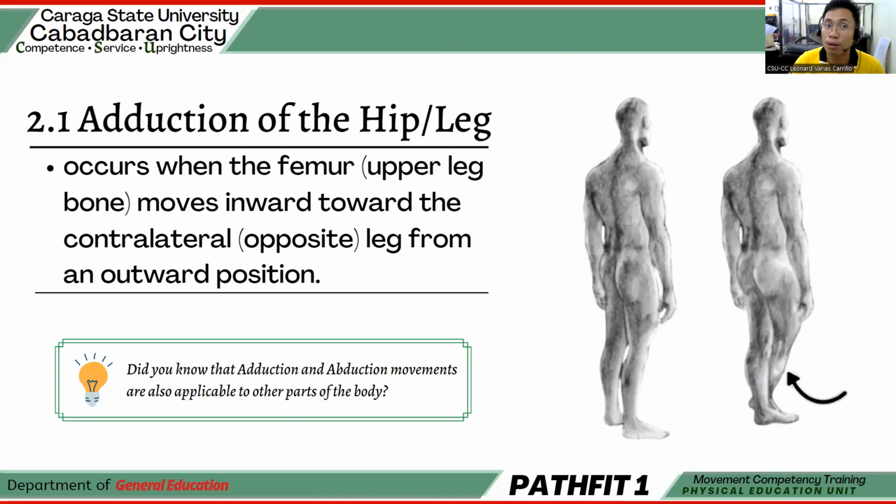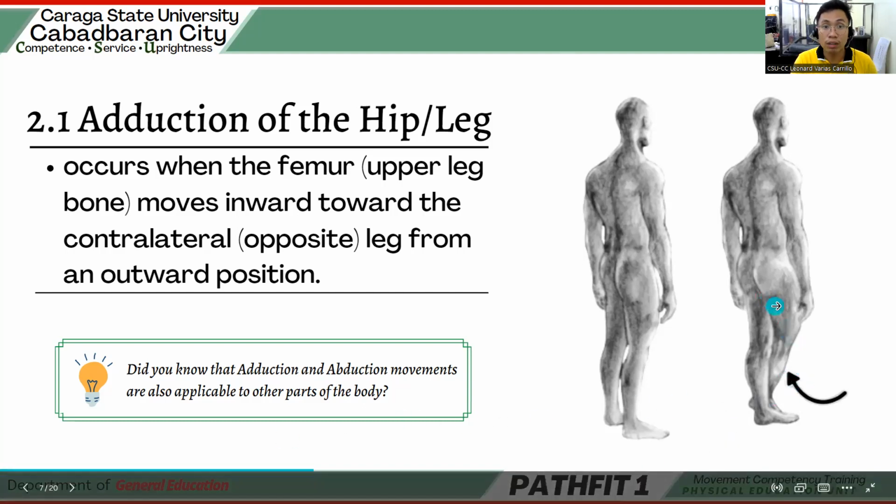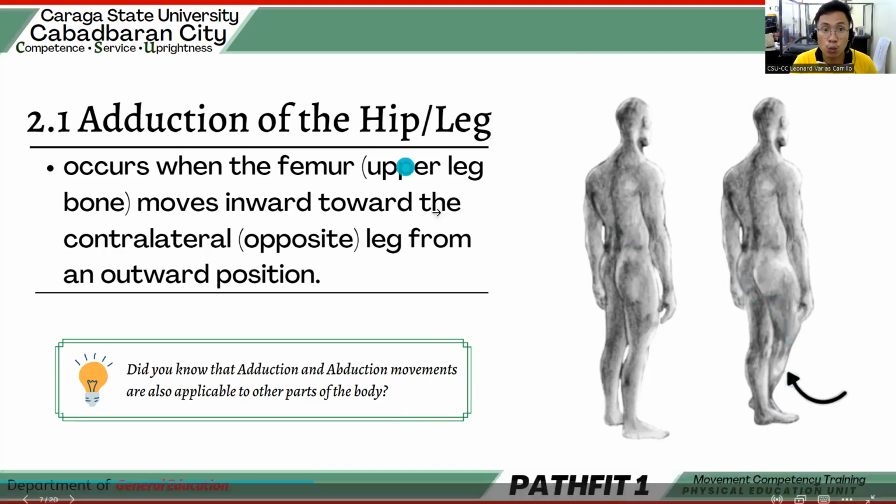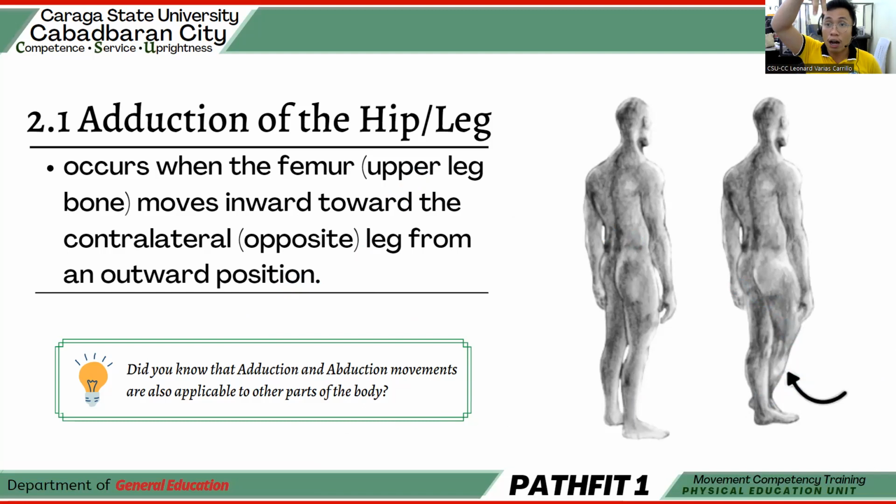So that is also one example of adduction of the hip or leg. It occurs when the femur, or the upper leg bone, moves inward toward the contralateral, opposite leg from an outward position. So from our outward position, moving inward is adduction. So that is for adduction of the hip and leg.